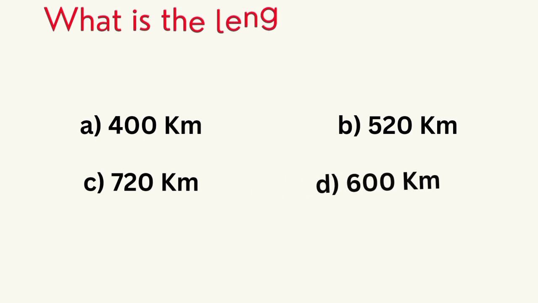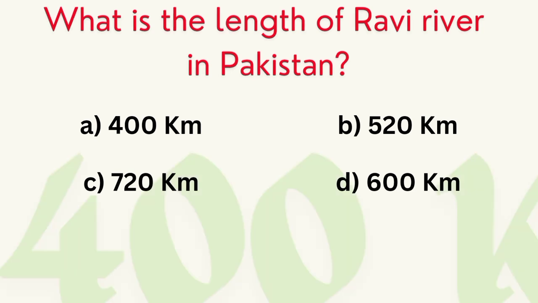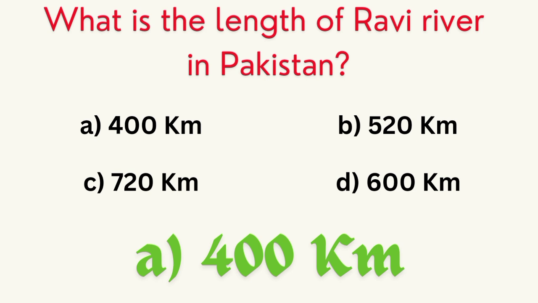What is the length of Ravi River in Pakistan? A. 400 kilometers. B. 520 kilometers. C. 720 kilometers. D. 600 kilometers. Answer, A. 400 kilometers in Punjab.